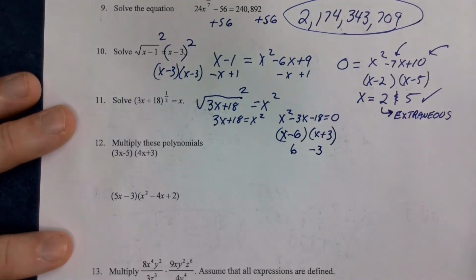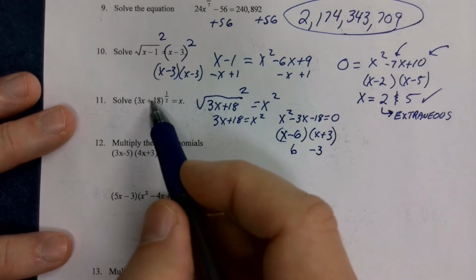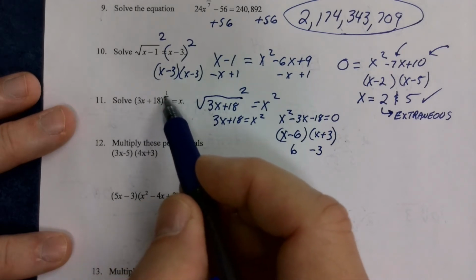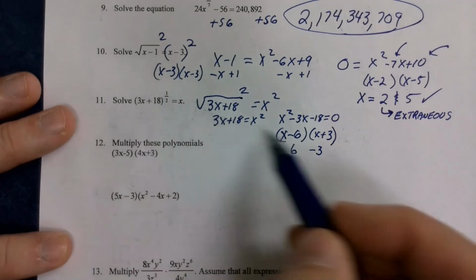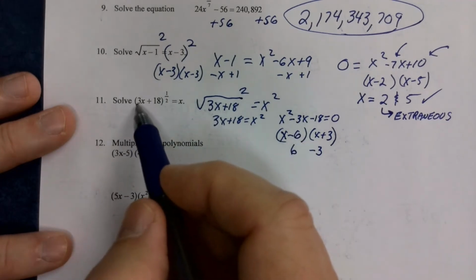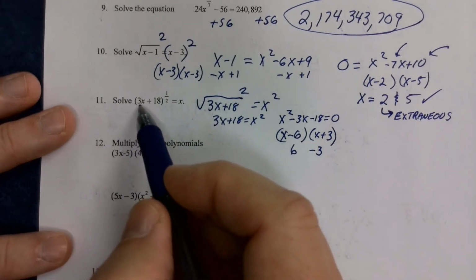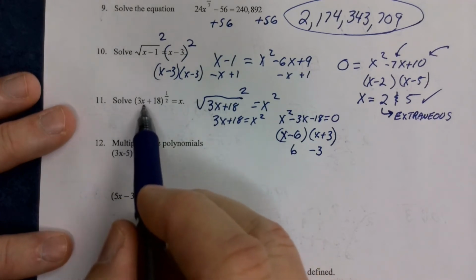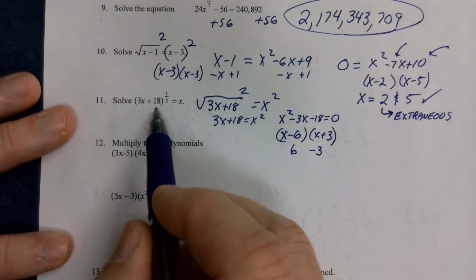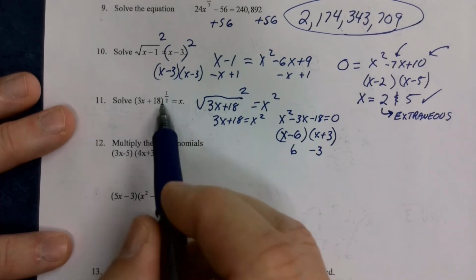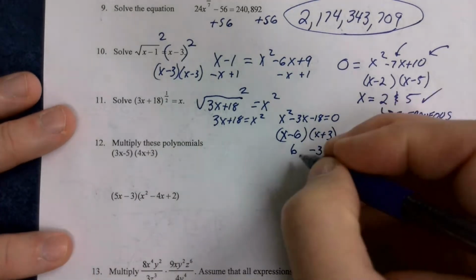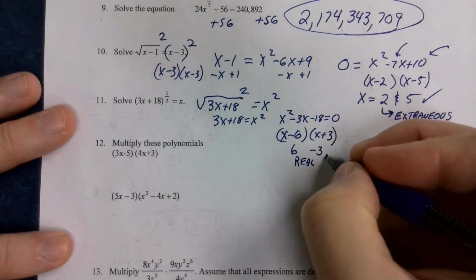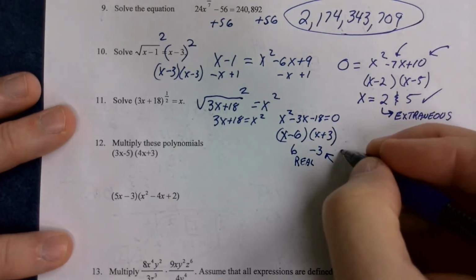Now, of course, I'd go ahead and take those and plug them back in. 3 times 6 is 18 plus 18 is 36. Square root of 36 is 6. Check. Negative 3. 3 times negative 3 is negative 9. Negative 9 plus 18 is 9. Square root of 9 is 3. Ooh, real and extraneous.